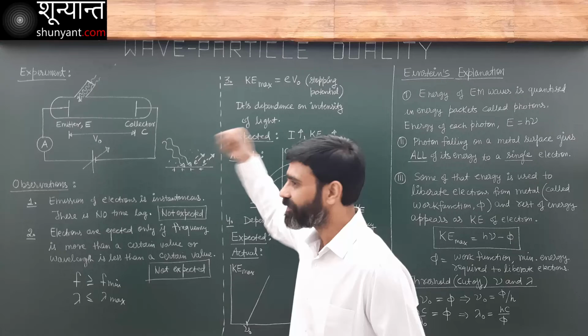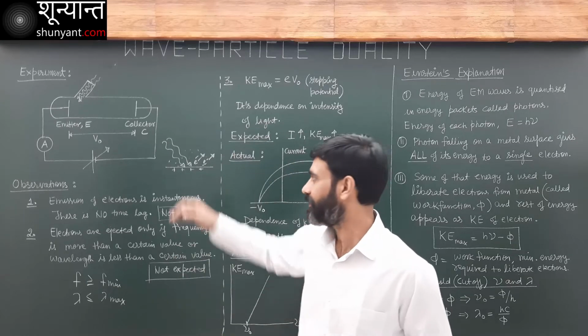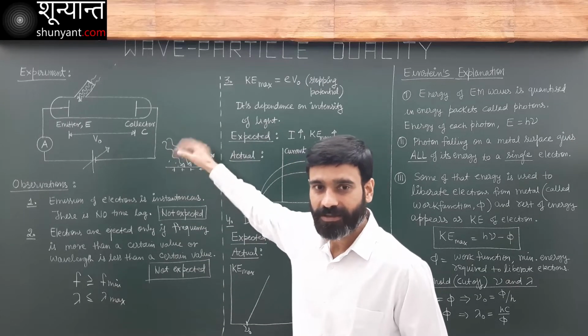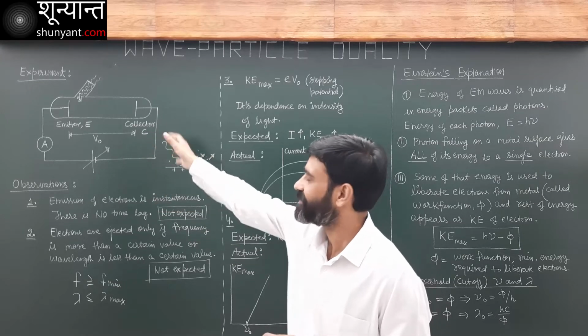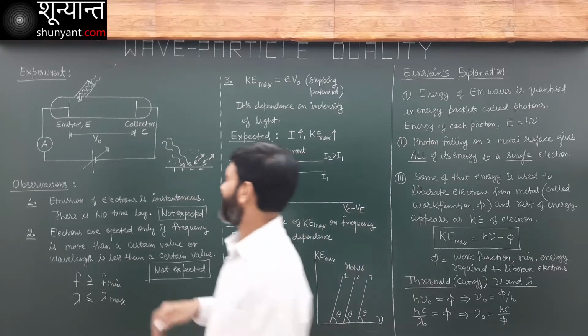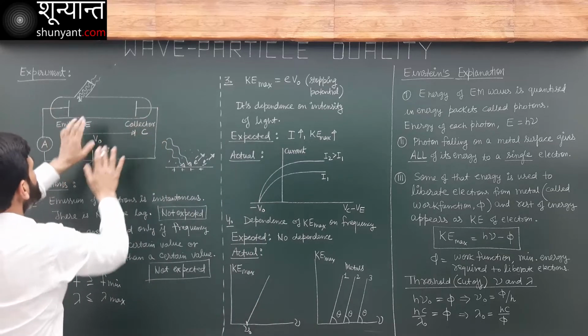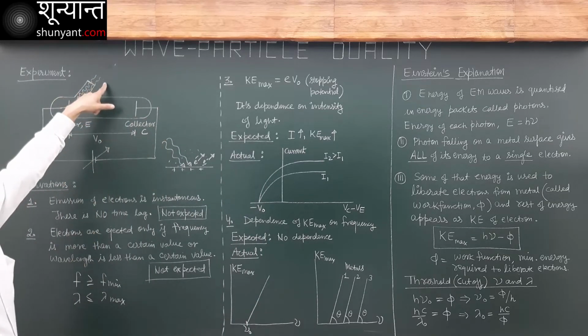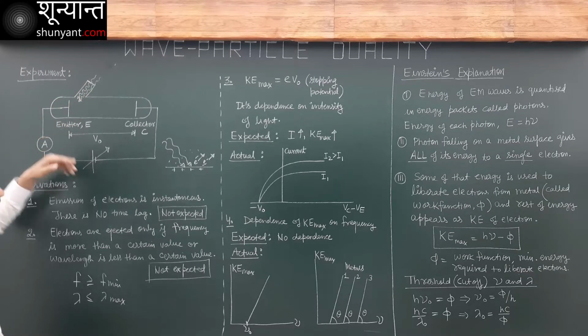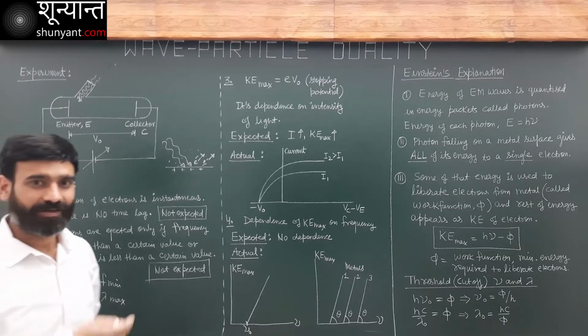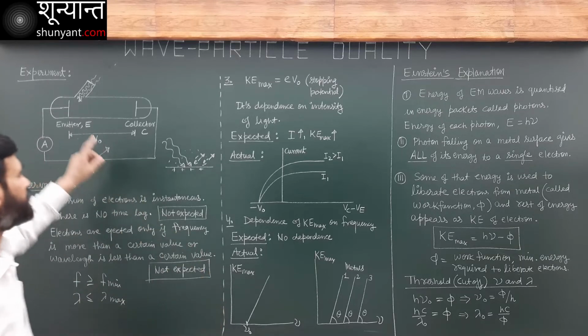I need to remove these electrons. I want to clear this cloud of electrons. For that purpose, all of this arrangement is made. Even if I do not have all of this, light falls on this metal plate, and this is known as the emitter because electrons are emitted.